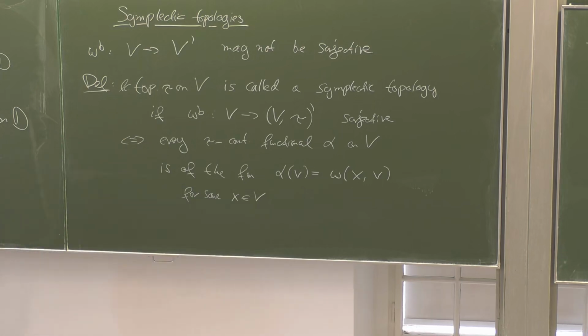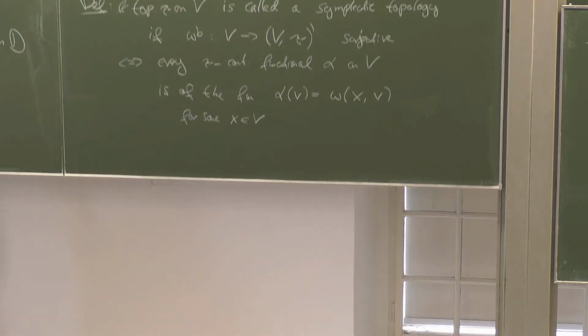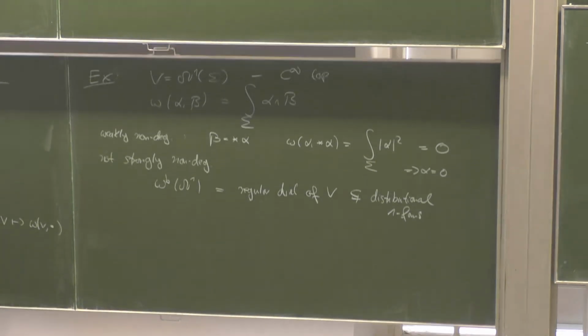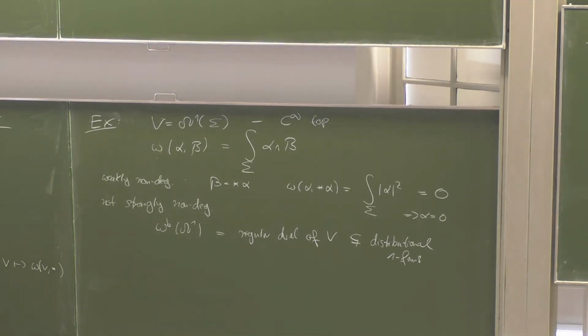Is it complete or not? No. By assumption, it's always a locally convex topology. So then, if you know a little bit of this dual pair theory, it gives you immediately some structure or some results for these symplectic topologies.